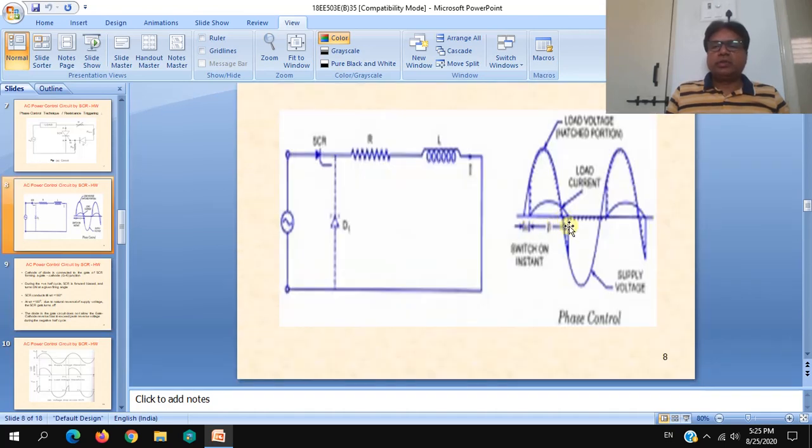Whereas when the load is inductive, the current through the load will be from alpha to 180 plus some more angle. It may be equal to alpha or less than alpha, or beta will be from alpha to 180 plus a certain angle, during which the inductive energy will be released.